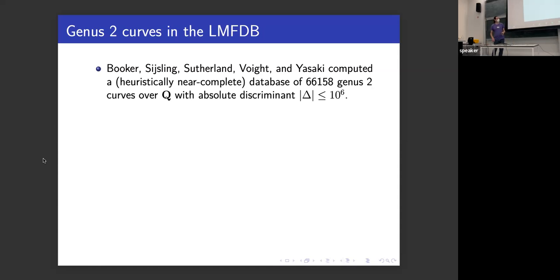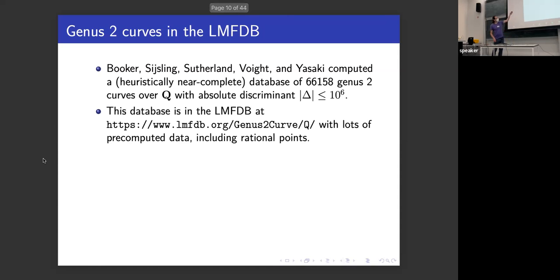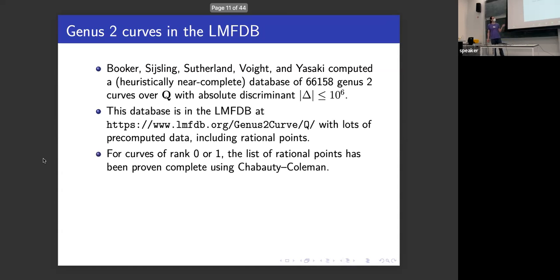If you look it up in the LMFDB, where this database is displayed, you can find something that talks more about how heuristically there are probably a few curves missing, but probably not many. And this is stored in the LMFDB with lots and lots of pre-computed data, including the set of rational points.